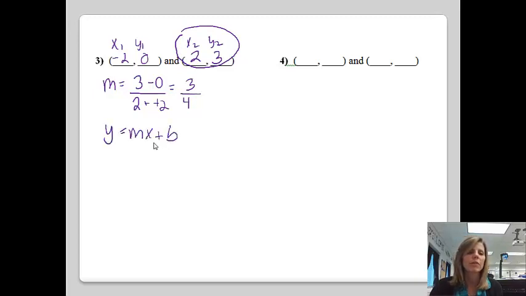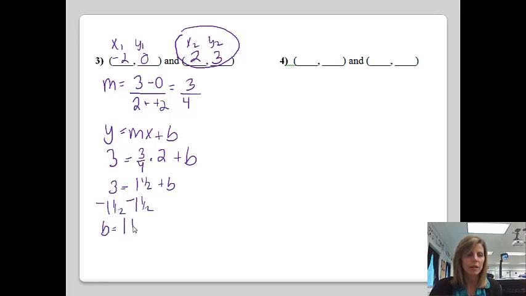Okay, so I have y equals mx plus b. My y is 3, equals my m, which is 3/4, times my x, which is 2, plus b. So now I'm going to have 3 equals, if I take 3/4 times 2, I'm going to get 3/2, or it might say 1.5 on your calculator if you do that. And then I will subtract 1.5 from both sides. So I'll end up getting b is equal to 1 1/2.